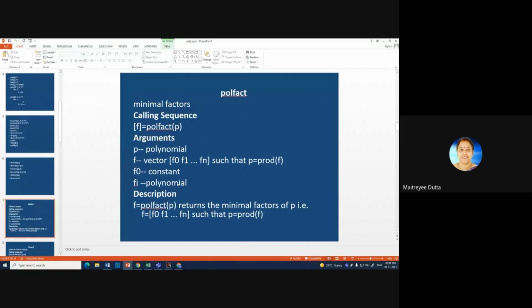Okay, next is Pol fact. Pol fact is also used to find the factors of the polynomial. Now the question is, what is the difference between Pol fact and factorial? Now I will tell you what the difference is.